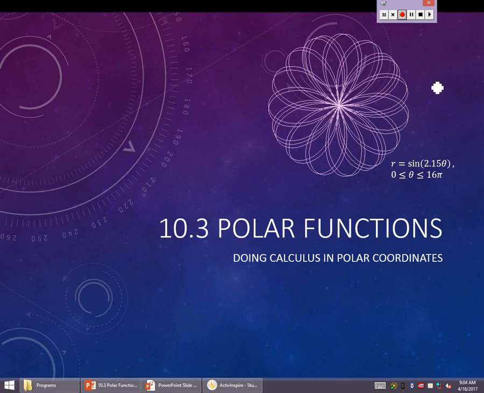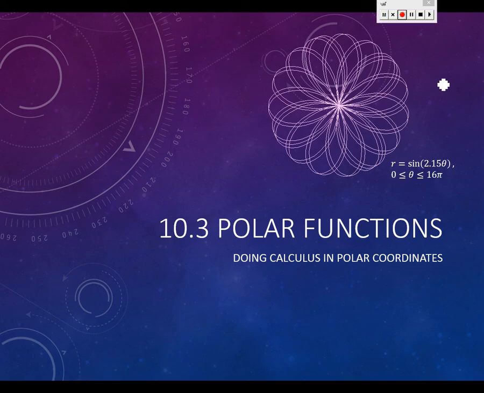But let's begin our last lecture. Today, we're still doing polar functions. This time we'll do some integration. We'll be asking, how do we find the area inside of these curves? That's the subject of our study today.